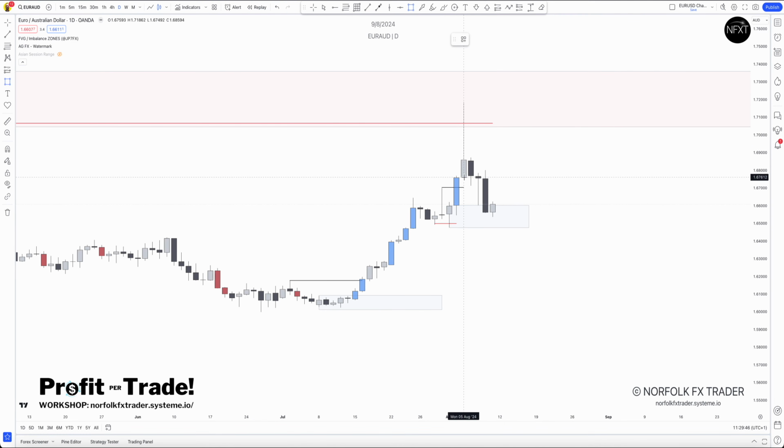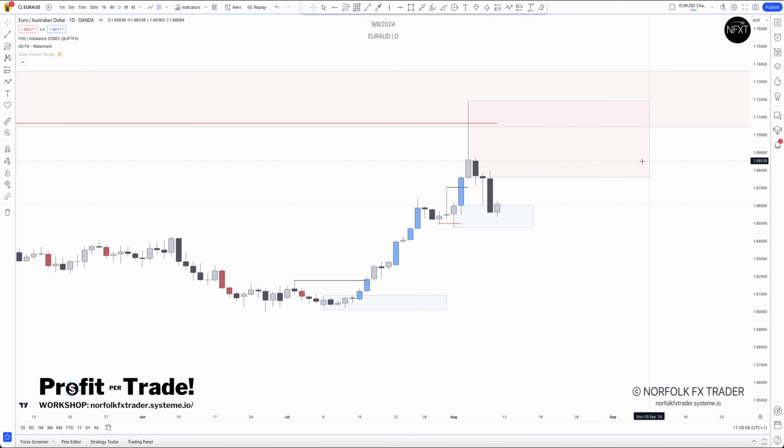And this would give us a new area of supply that we draw right here in the market, where we could then look for the market, if we push down, removing this area of demand, to pull back to supply for the next move lower. So that is looking at the EURAUD.